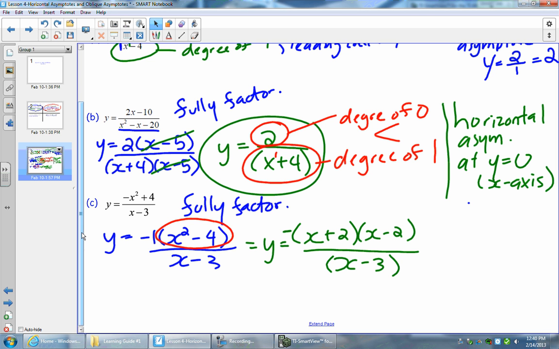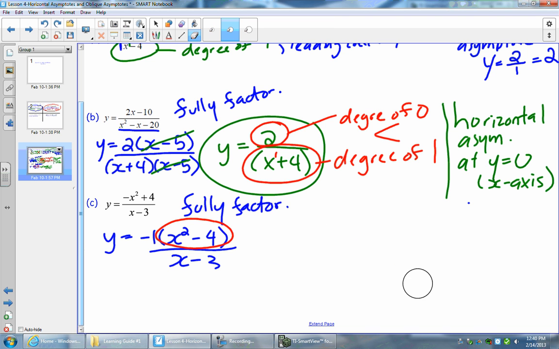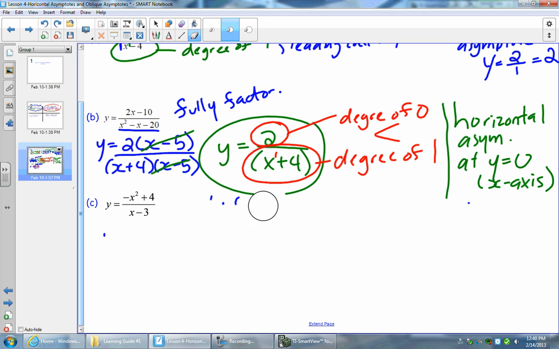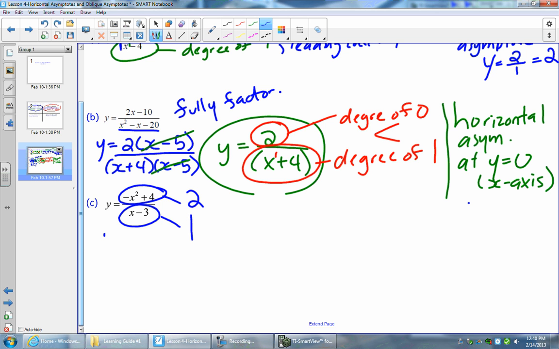Okay, so now we want to take a look at the degree of the top and the bottom. I'm actually going to get rid of the factored form here, because if you want to look at the degree, it's probably a good idea to look at the original function. So there really was no reason to factor there. We're looking at the degree of the numerator, which is 2, and the degree of the bottom is 1. So that means the degree of the top is 1 more than the degree of the bottom.